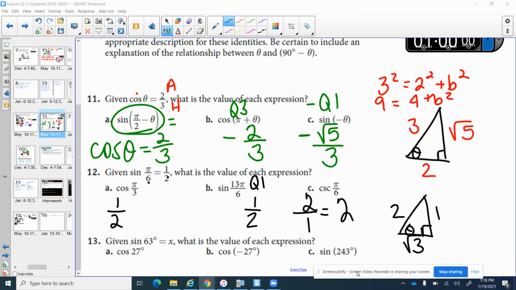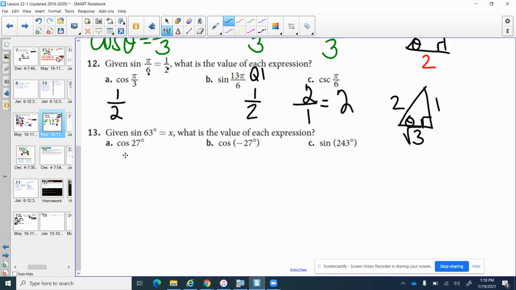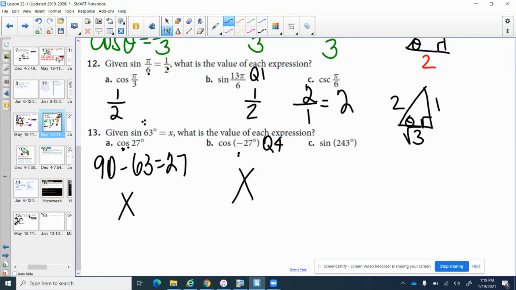All right, last but not least, last examples we have. Now notice here 63 and 27 are the complements of each other. So going back to our cofunction identity, we know that sine of 63 is equal to the cosine of its complement. So cosine of 27 is also going to be x, since that's what 63 equaled. Now cosine, again, of -27 would be the exact same as it was as +27, since in quadrant 4 or quadrant -1, cosine is still positive, so it would also be x.